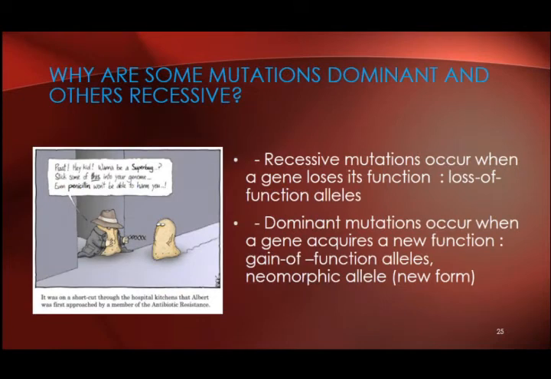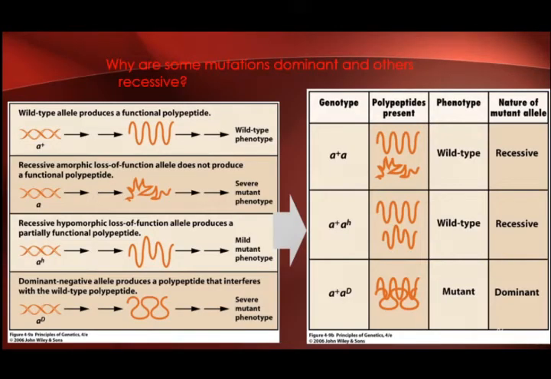Why are some mutations dominant and why are some recessive? Recessive mutations occur when a gene loses its function. We call it the loss of function alleles. Dominant mutations occur when a gene acquires a new function, called the gain of function alleles or the neomorphic allele, which is the new form. Wild-type alleles produce a functional polypeptide.